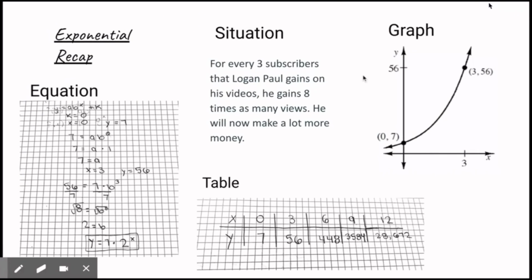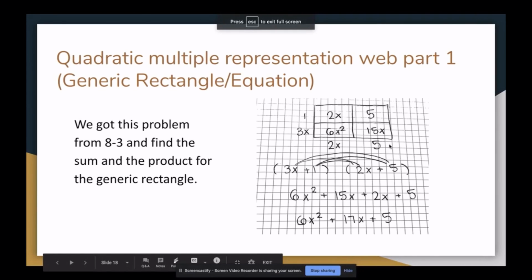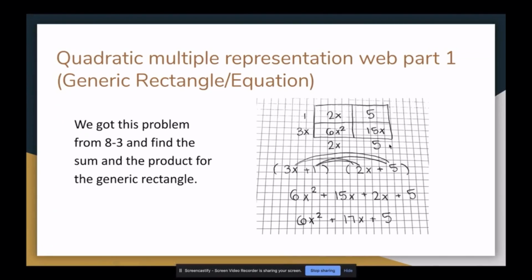And here's a recap of everything that I just said. Quadratic multiple representation web part 1. Generic rectangle / equation. We got this problem from lesson 8, number 3, and we have to find the sum and the product for the generic rectangle. So it gave us a generic rectangle, and we had to put the numbers on the side of it. So for 6x squared, we put 3x on one side and 2x on the other side.